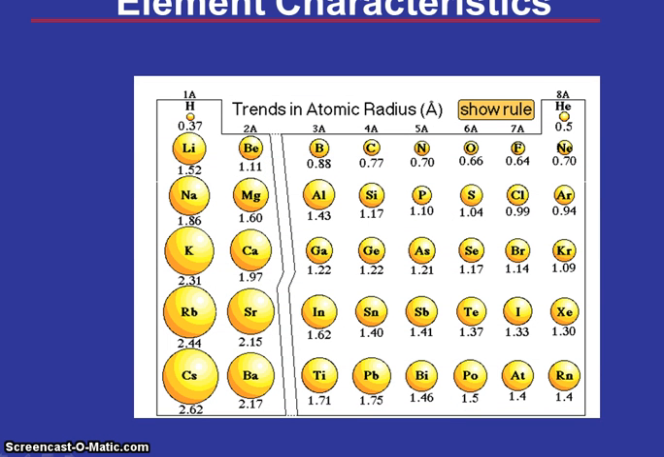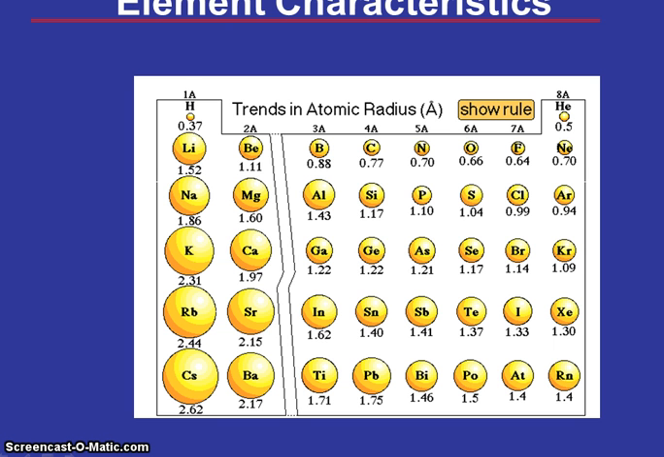So when we look at the periodic table and we see how the atomic radius is arranged, we see that as we go down a group, the size gets bigger, and as we go across a period, the size gets smaller. Now the reason for that is as we go down a group, we're adding more and more energy levels, which is going to increase our radius.